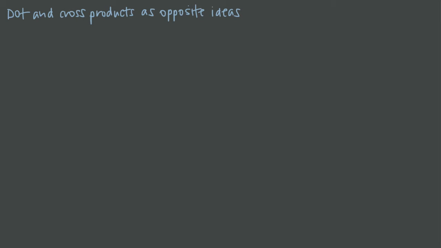So at this point, we've talked about the dot product and the cross product, and we've defined each of them and we've learned how to calculate both of them. But in this video, we really want to talk about what they mean and how they represent really opposite ideas. So let's start by talking about the dot product side of things.